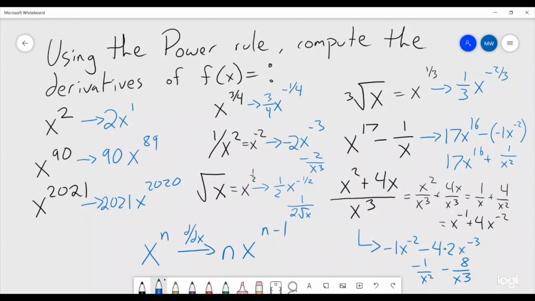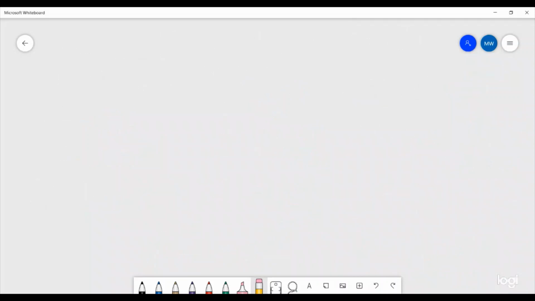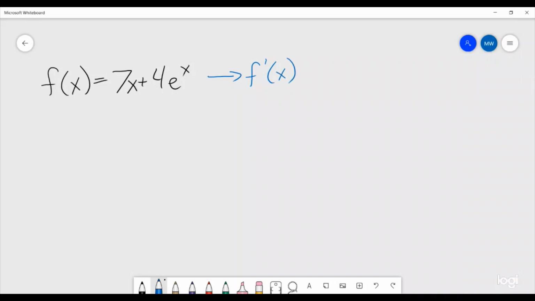So along with the power rule, another rule that's not too difficult to remember is the rule for taking derivatives of e to the x. So if f of x is equal to something like, say, 7x plus 4e to the x, then the derivative of this is going to just be, well, 7x, that's going to just be 7, but then the 4e to the x, the rule with e to the x is it just sticks around. So this is just going to be still a 4e to the x. The derivative of e to the x is e to the x. That's the nice thing about it. Okay, so that's the power rule and the rule for exponential functions.